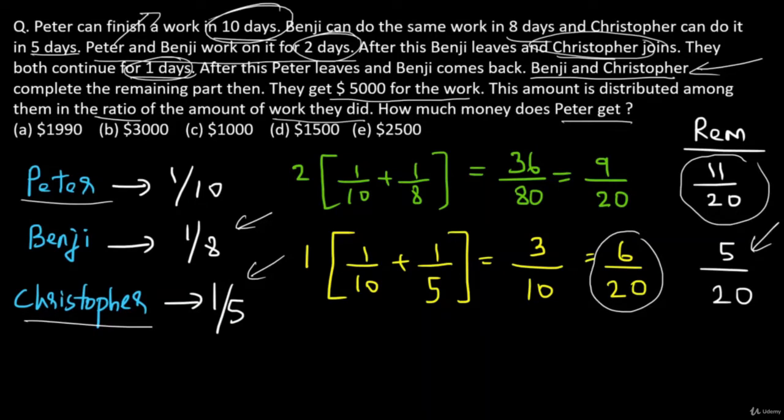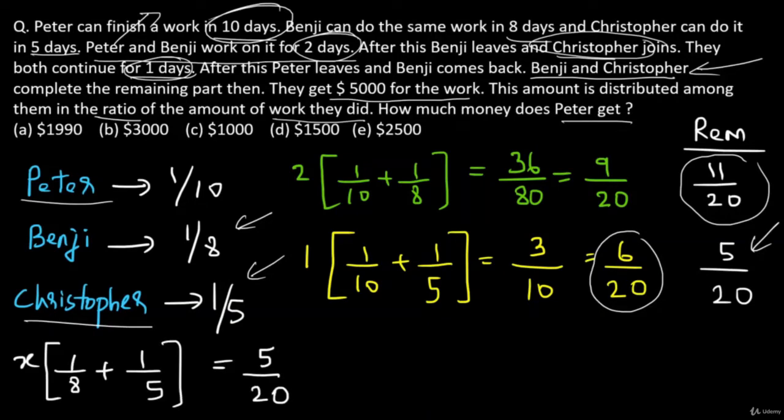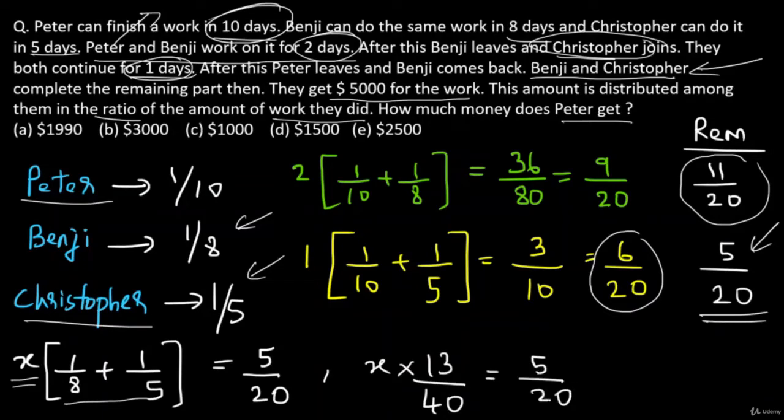So we write that x into 1 by 8 plus 1 by 5 is equal to 5 by 20, right? So x days, this is the amount completed in one day, and in x days they'll complete x into the amount completed in one day, and that has to be equated to 5 by 20 because that is the remaining part of the work. So on solving, we get that x into 13 by 40 is equal to 5 by 20, or x is equal to 10 by 13.